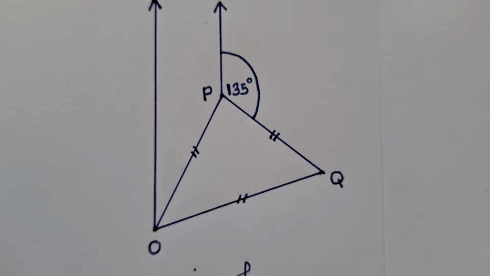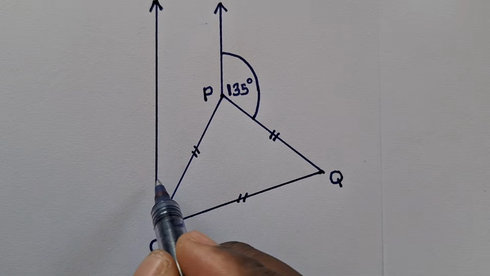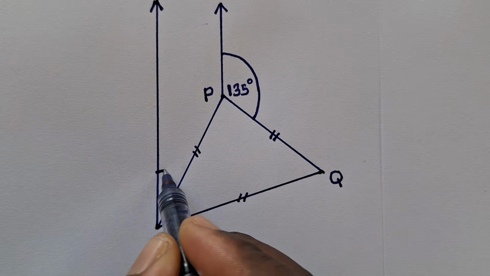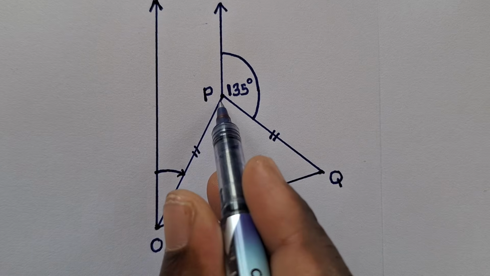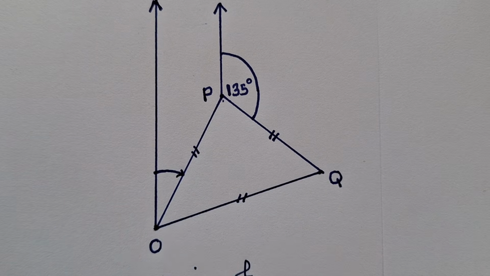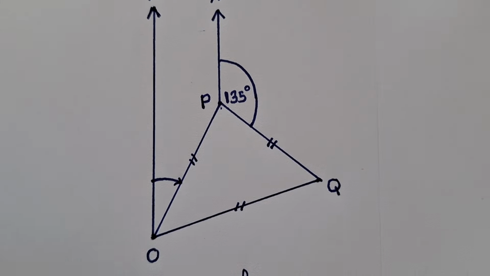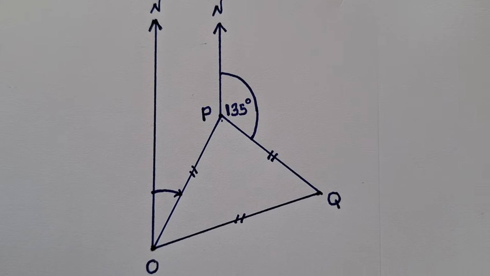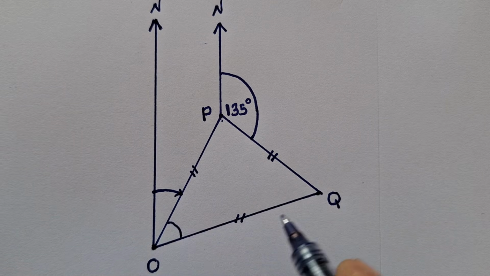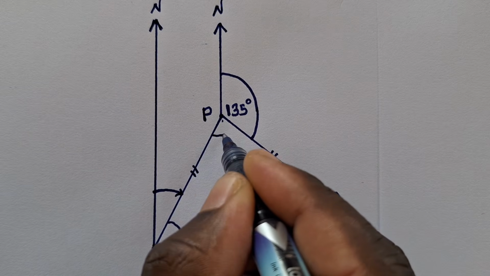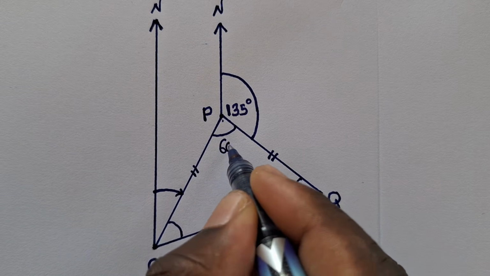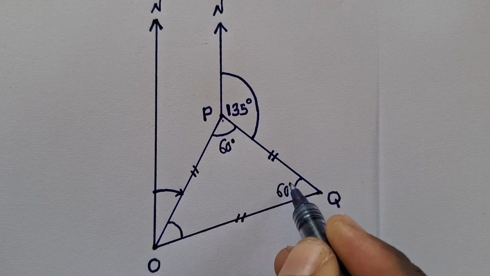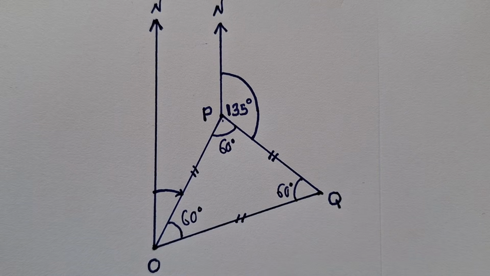So all you need to do here is start moving from your north all the way up until you touch the line that is joining P and O. This is the bearing we are looking for. Now, one quick thing you need to understand for this question is that the triangle we have here is an equilateral triangle. All these angles are equal. This is 60 degrees, this is 60 degrees, this is 60 degrees.